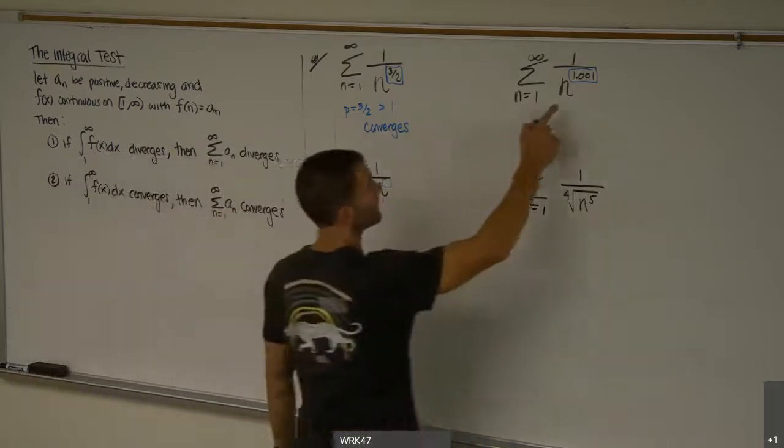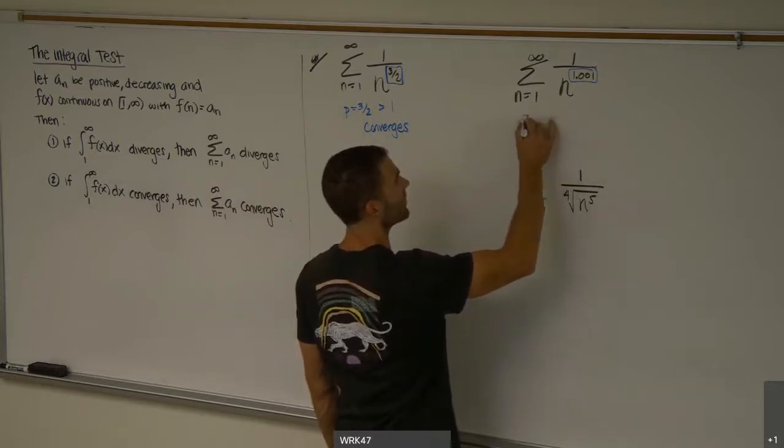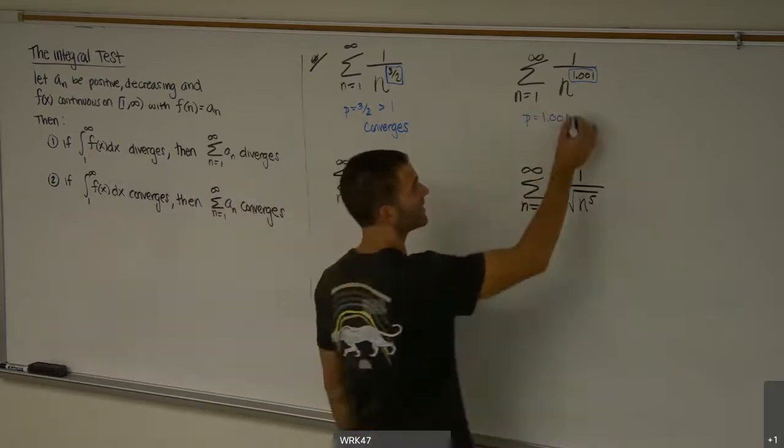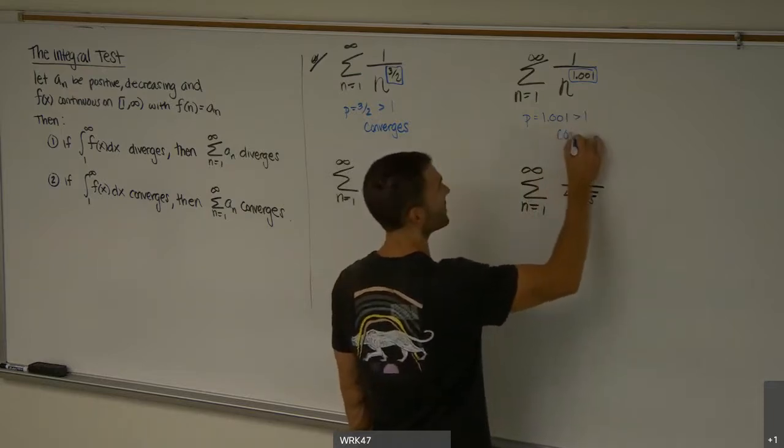This series, 1.001. Very close to diverging, but 1.001 is still bigger than 1. And so this series converges as well.